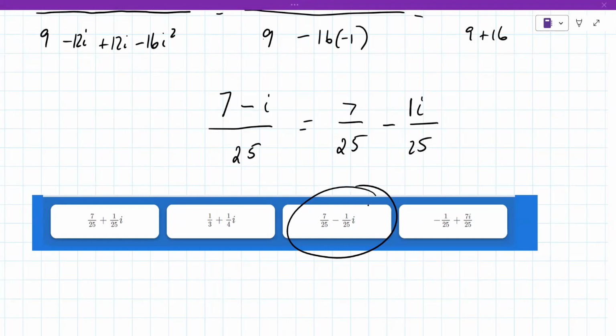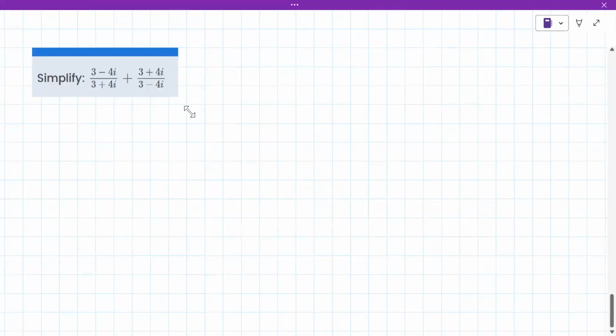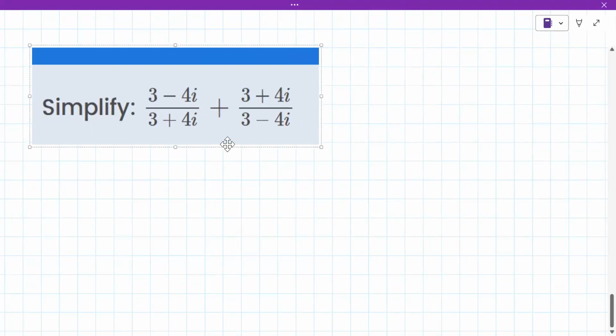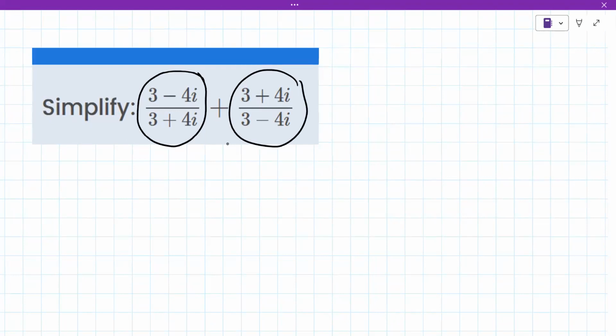Boy, so they actually give you one that's more difficult. So we're going to do this in pieces. We're going to do the first one, then we're going to do the second one, and we'll combine the results.